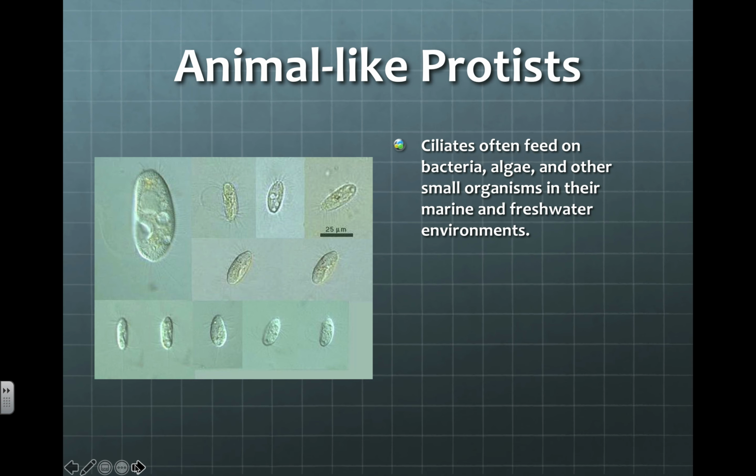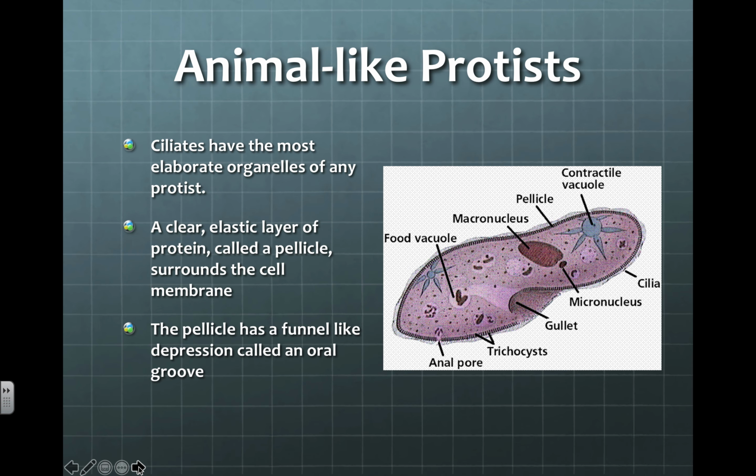All right, what do they eat? They feed on bacteria, and they can feed on algae and any other of the smaller organisms that they would find in their environment. And over to the left, we're going to talk about what these structures are because they are the most commonly studied. They do have certain organelles that are special to them and definitely worth mentioning.